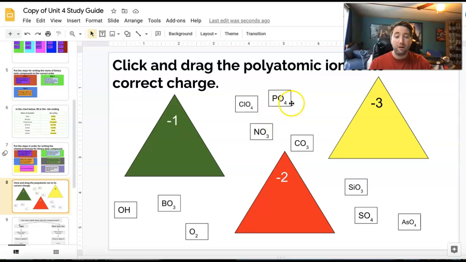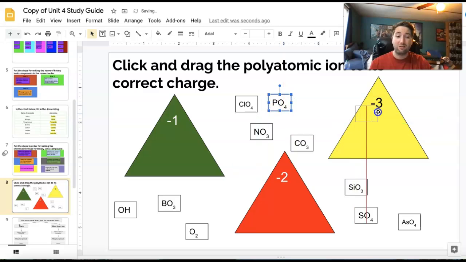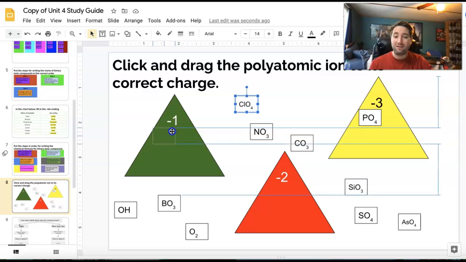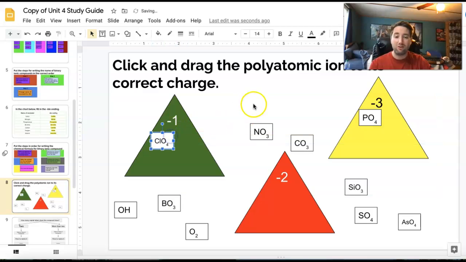PO4, is it -1, -2, or -3? And I know for a fact that it is -3. So I'm just going to click and drag it here, put it in that little triangle. Alright, ClO4, I believe, is chlorate. And chlorate is -1. Alright, NO3, that one is going to be nitrate. And I'm going to click and drag that one there.